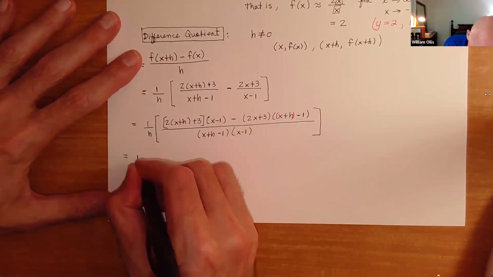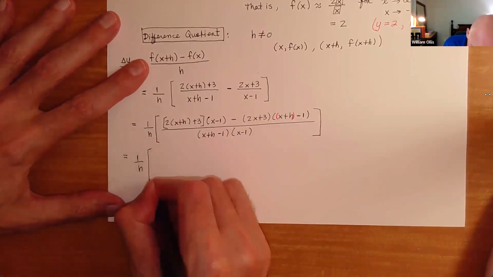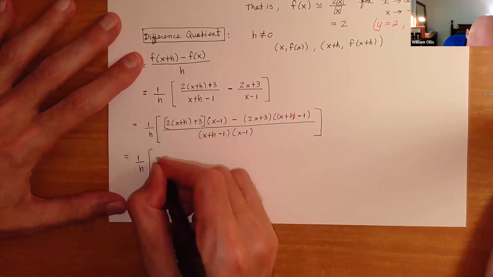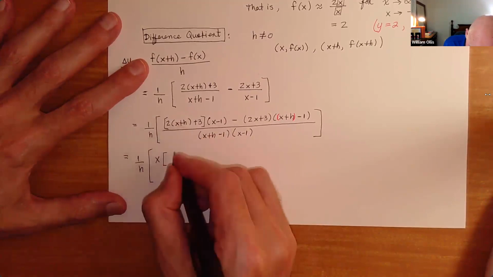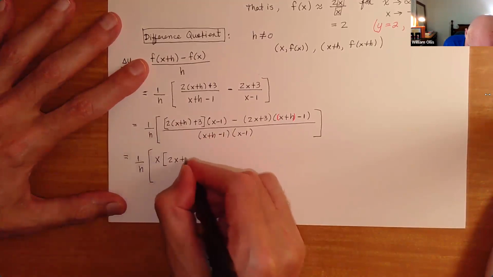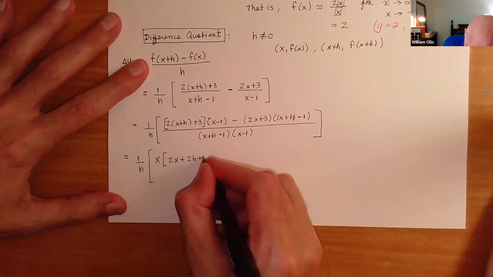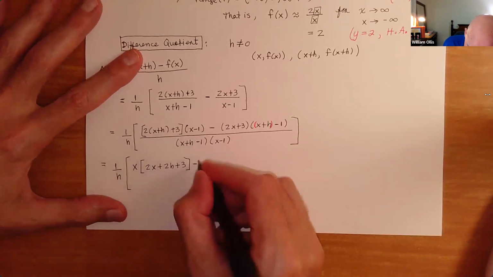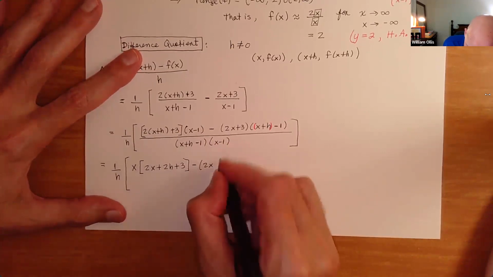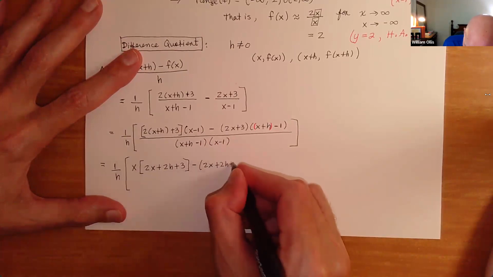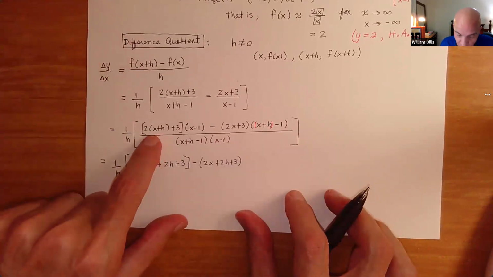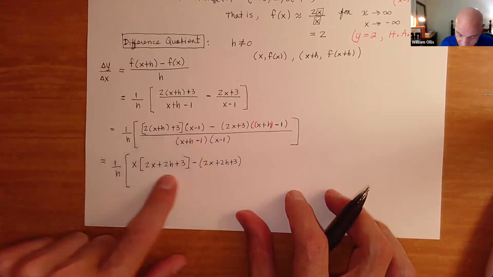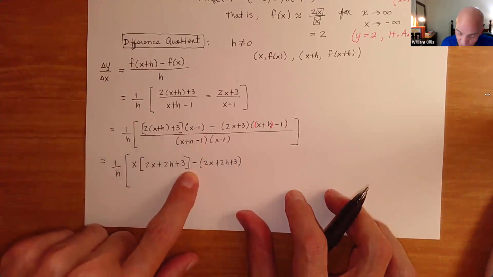So this gives us 1 over h. And so now we're going to multiply in this particular case by x. So we get x times, and go ahead and multiply this out, 2x plus 2h plus 3. And then we hit everything with a minus 1. So we have a minus 2x plus 2h plus 3. So we multiply the 2 times the x plus h plus 3 times x, and also multiply it by -1, and that makes that simple, which is an improvement.